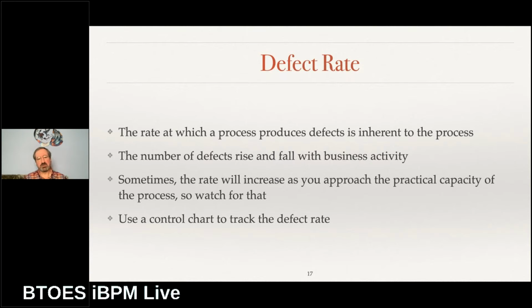Now, there are times when the rate will increase as you approach practical capacity because you start to get stress in the system and errors. That's a clue that you might be approaching your practical capacity if the rate starts to drift up as you approach a capacity limit. Again, you can see this on the control chart if you track the defect rate with its own control chart.